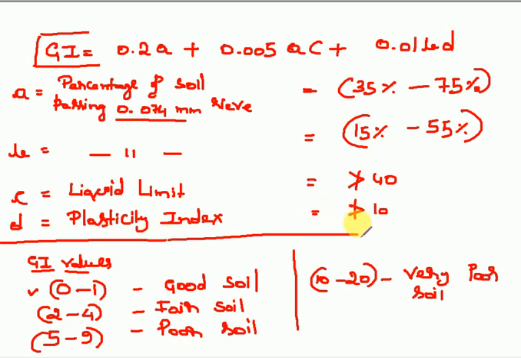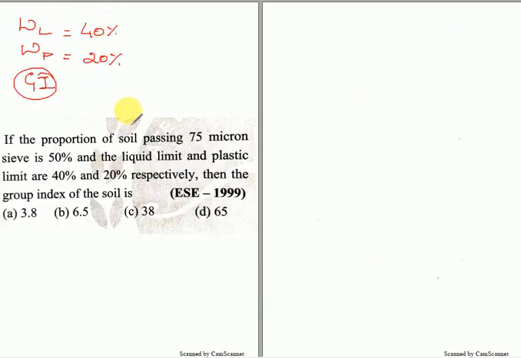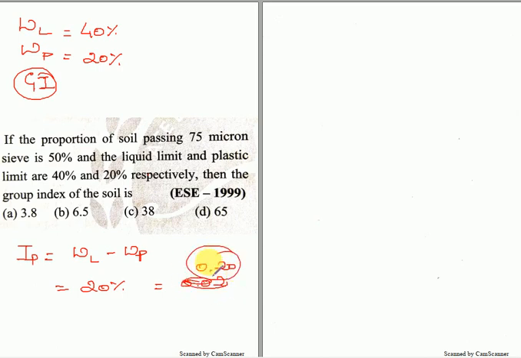By making use of this formula, let us find the solution to the problem. They have given the liquid limit and plastic limit, so we can find the plasticity index. The required thing is the plasticity index, IP equals WL minus WP, which is 40 minus 20, and that comes to 20%. We can also take it as 0.20. This is the plasticity index that is required.